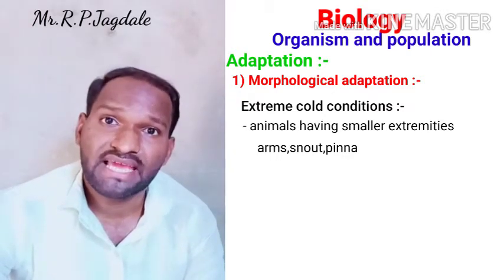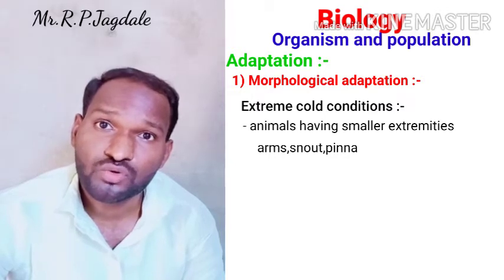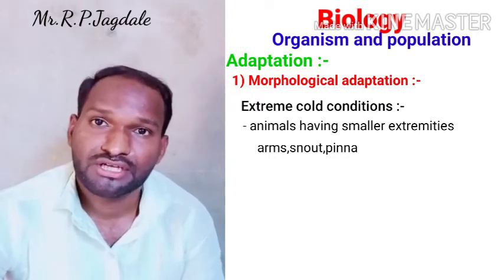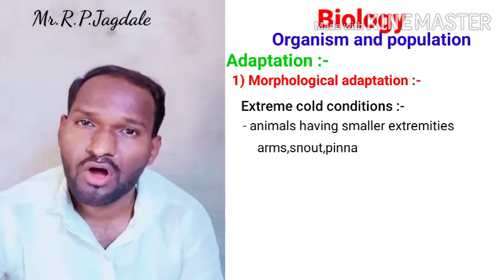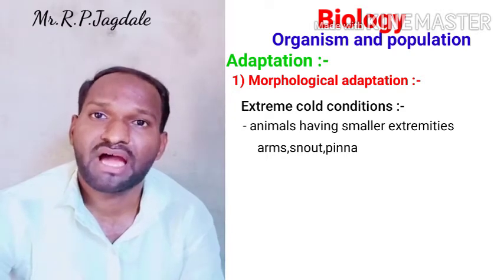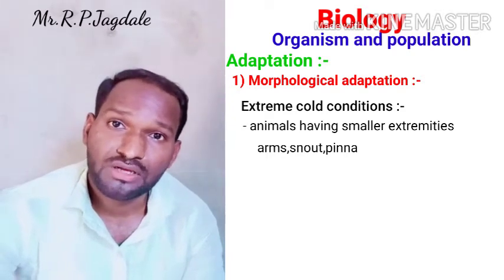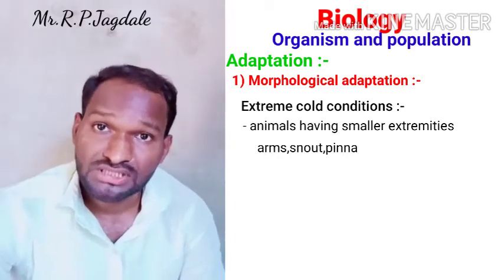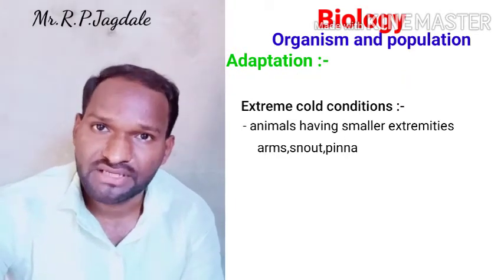That is because the extremities are there to lose the heat. So in case of hot conditions, they are having long or large snout, pinna and arms, and in case of cold conditions they are having small pinna, snout and arms. So these are some morphological adaptations.